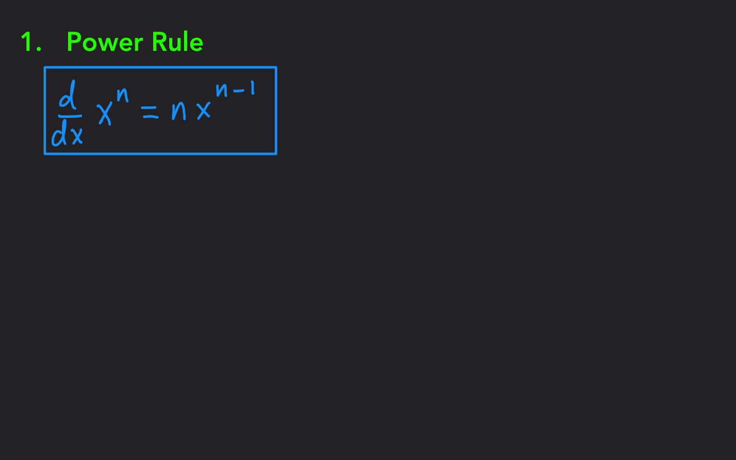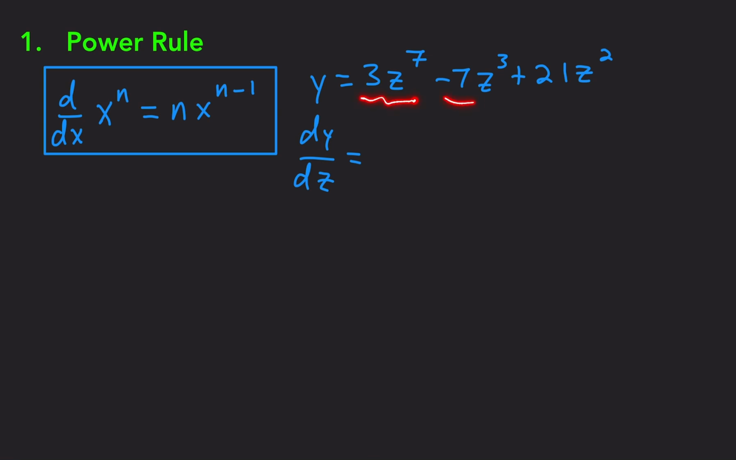Let's try another example. Let's say y is equal to 3z to the 7th minus 7z cubed plus 21z squared. And we are asked to find dy dz. It's going to be equal to, we just go term by term, applying the same process as we did before, one at a time.